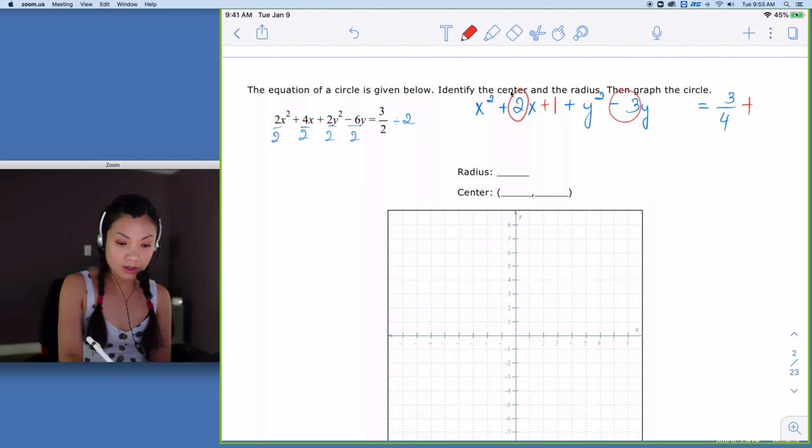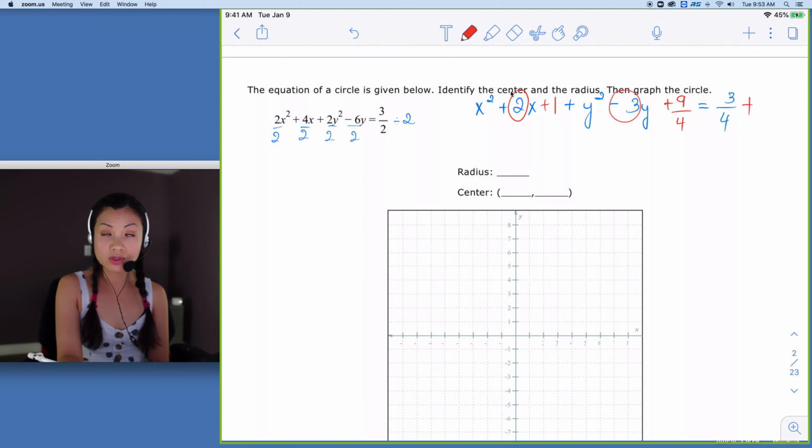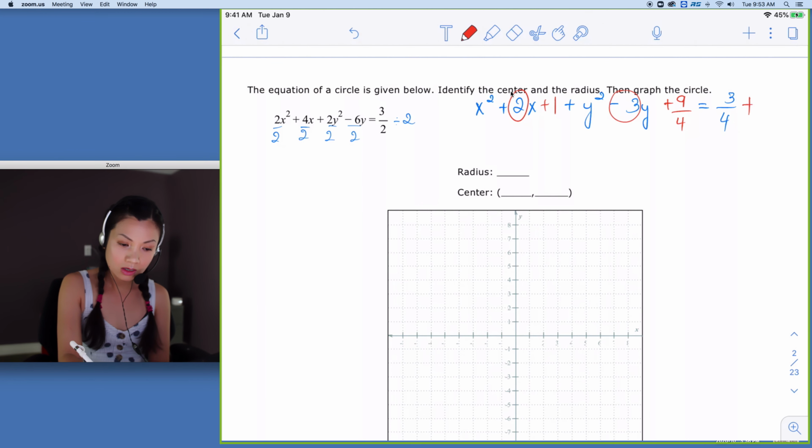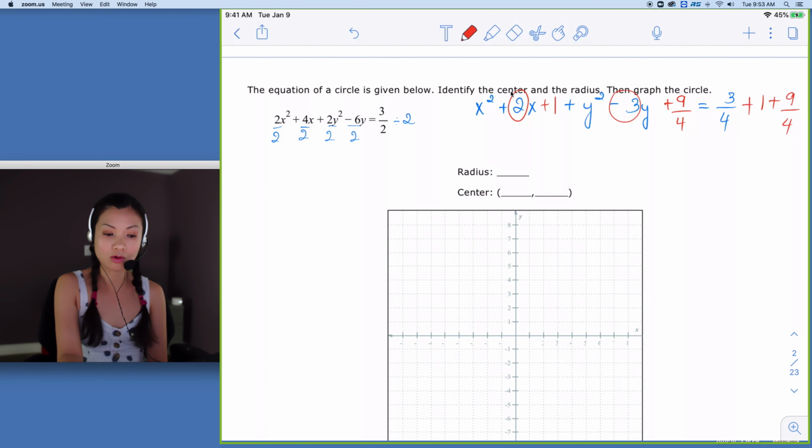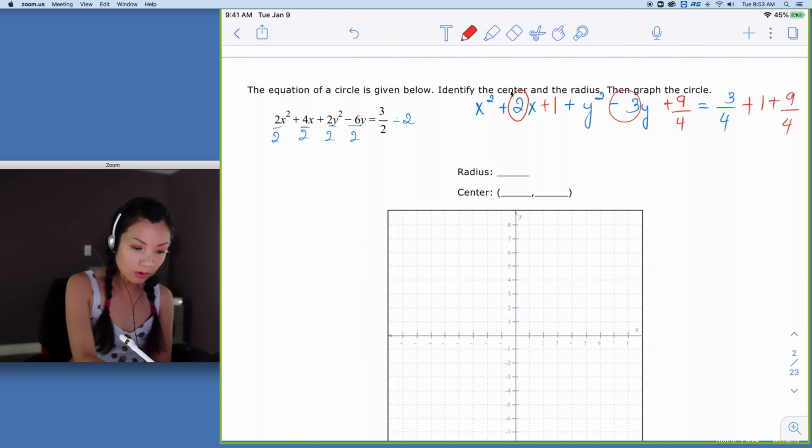It's going to be positive 9 over 4. So don't forget it's 3 over 2 squared, so it's 9 over 4. So I'm adding 9 over 4 over here. Now we're going to complete the square.